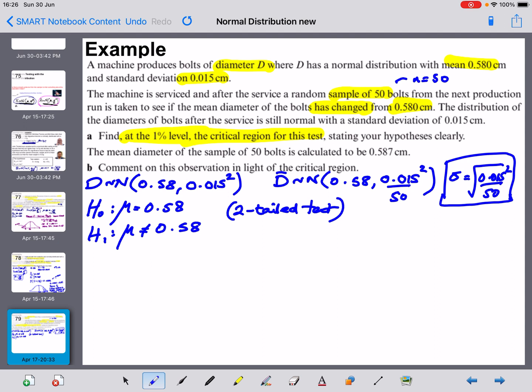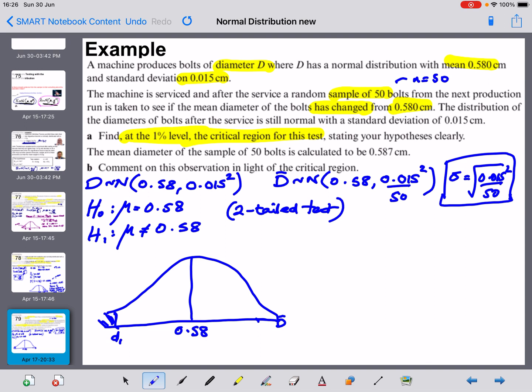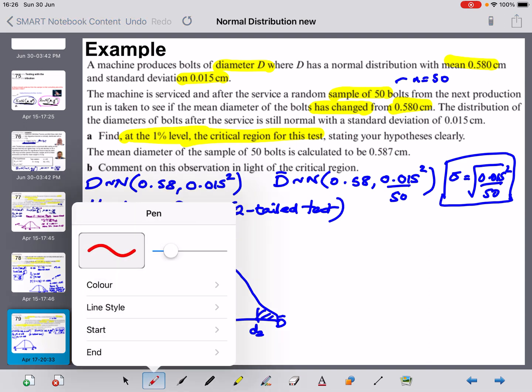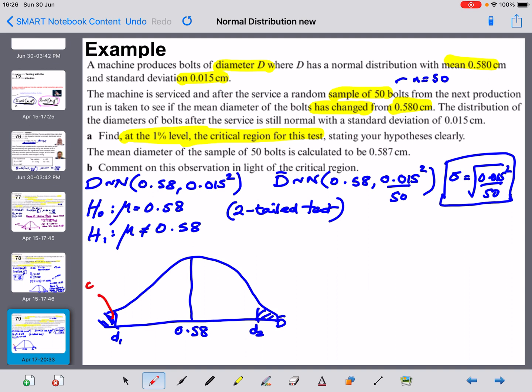Okay, we're looking for a critical region. So in terms of our diagram, we'll just do a little picture. Rubbish curve. We'll do 0.58. Okay, so this is the D-bar distribution. There is going to be some value here, I'll call that D1, and some value here, I'll call that D2, such that that is 0.5%, so 0.005, and that is 0.5%, 0.005.